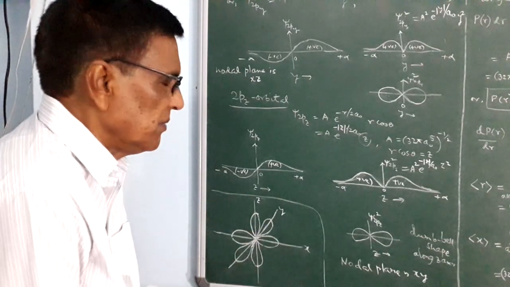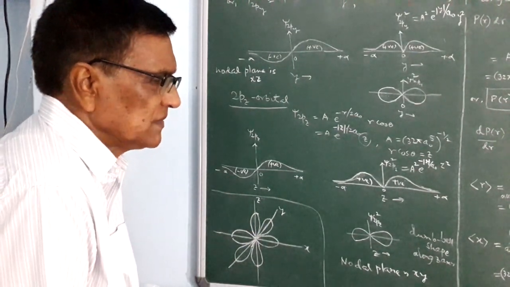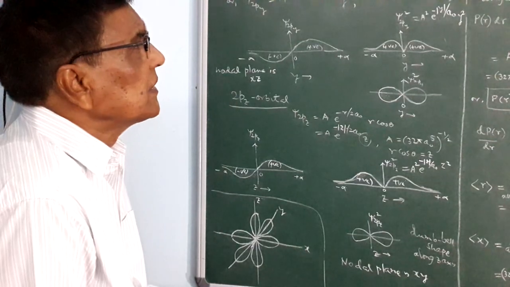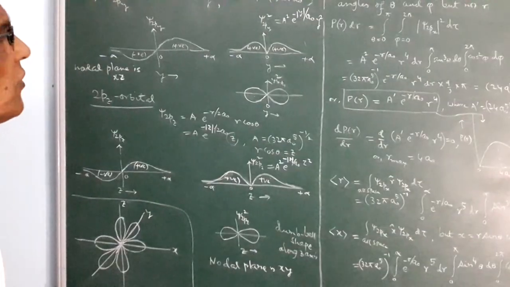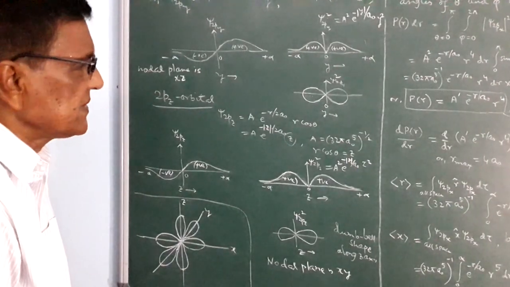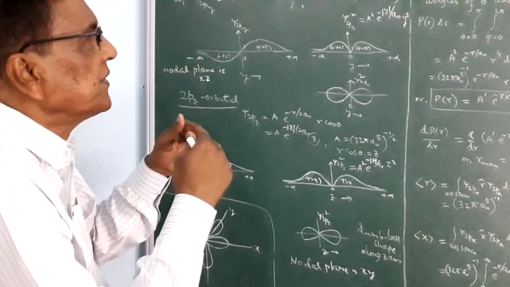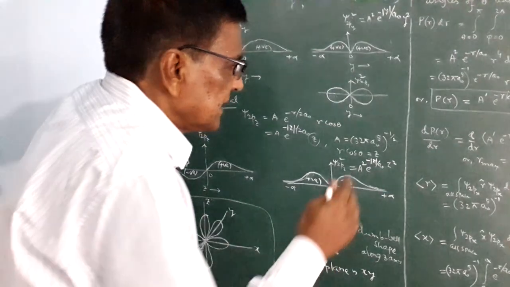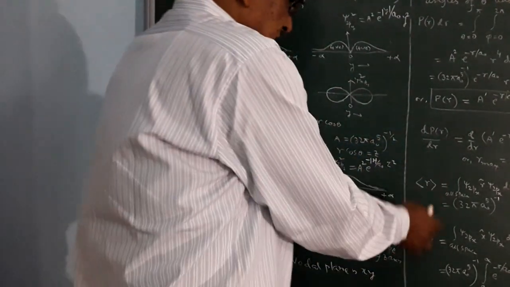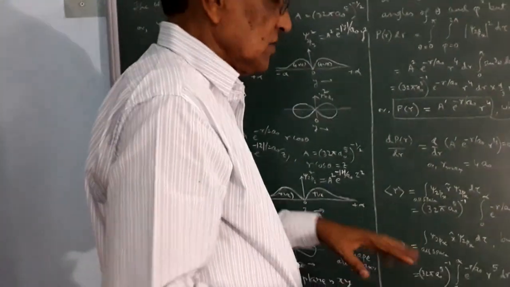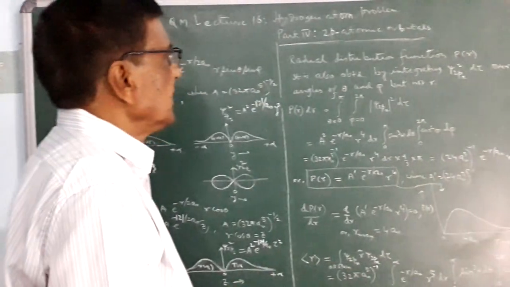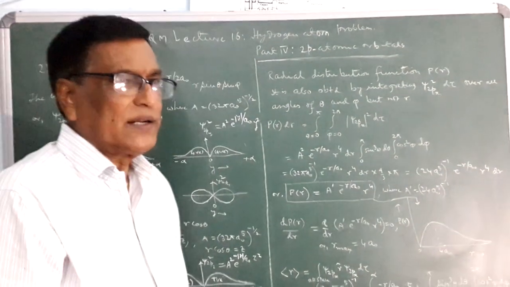And this is all, in short, for these 2p atomic orbitals. The probability, the radial distribution function and other terms in r, z or x will be the same as I have done in the case of the 2px orbital.